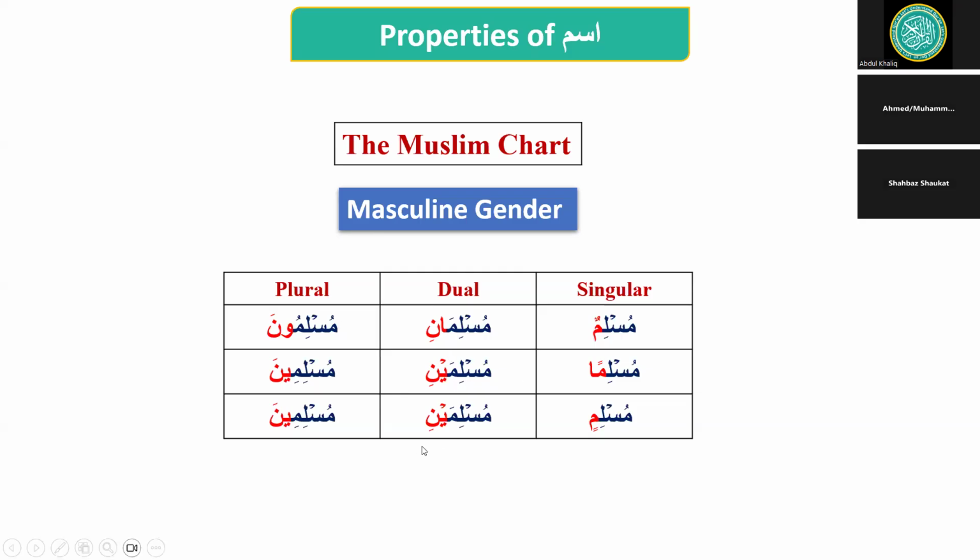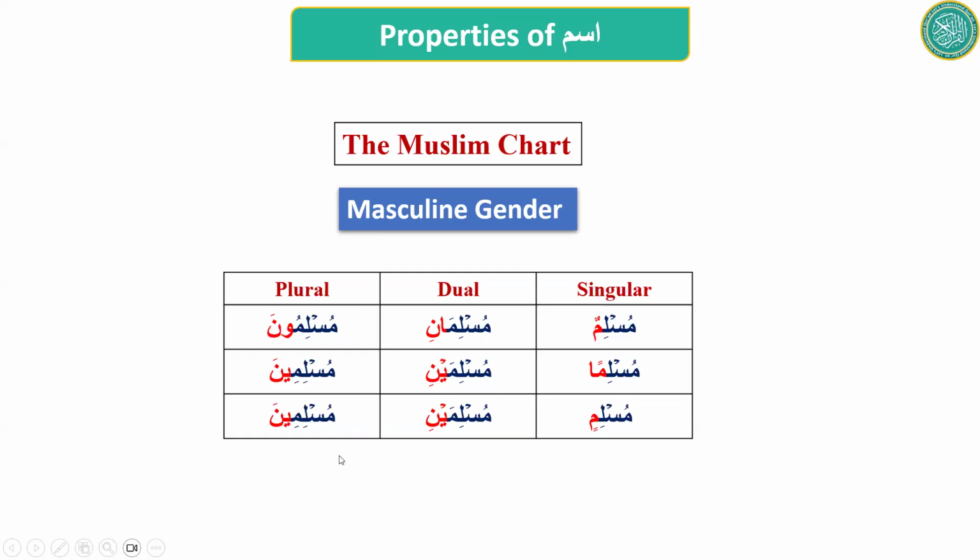So dual: Muslimani, Muslimaini, Muslimaini. All these 3 words mean the same thing. It means 2 Muslims. And Muslimuna, Muslimina, Muslimina. These 3 words mean Muslims, more than 2 Muslims.